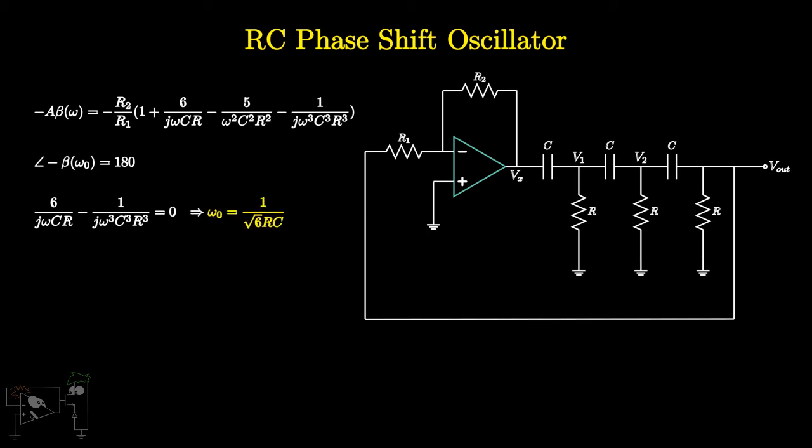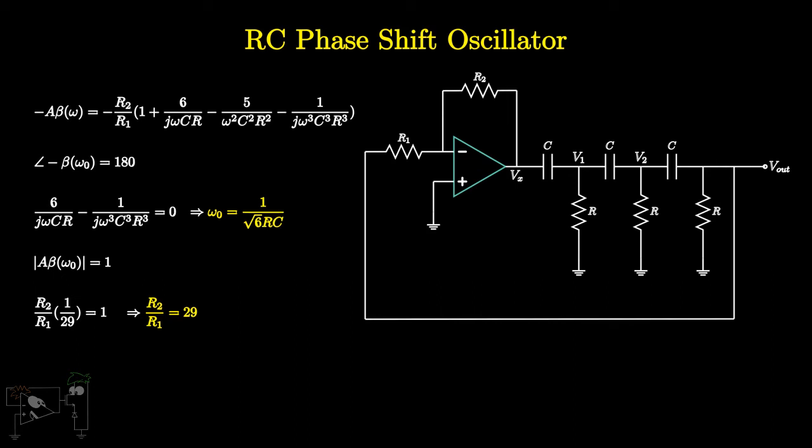Now, we want the magnitude of the loop gain to be 1. Substituting this value of omega in the loop gain equation, we get minus A beta as R2 by R1 into 1 by 29. Hence, we need to choose R2 by R1 equal to 29. Thus we can control the frequency of oscillations by choosing an appropriate value of resistors and capacitors.